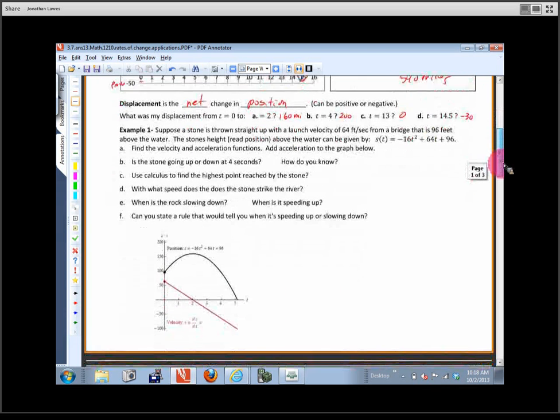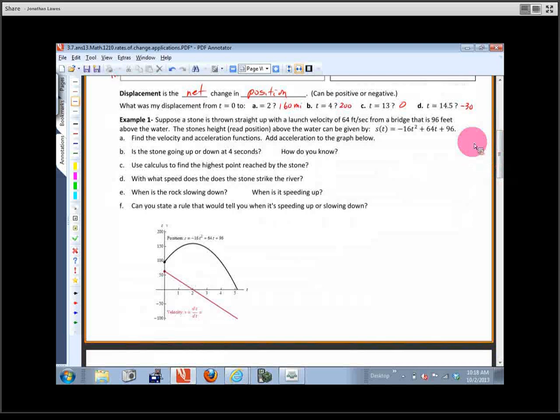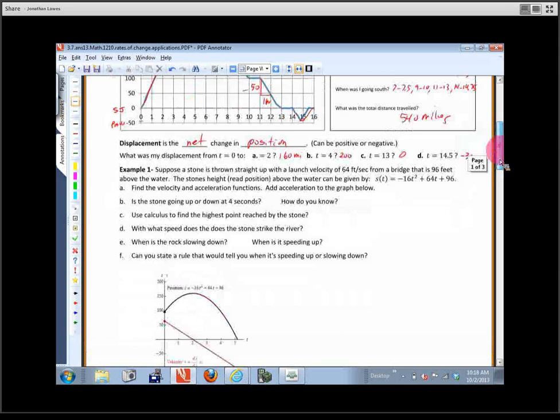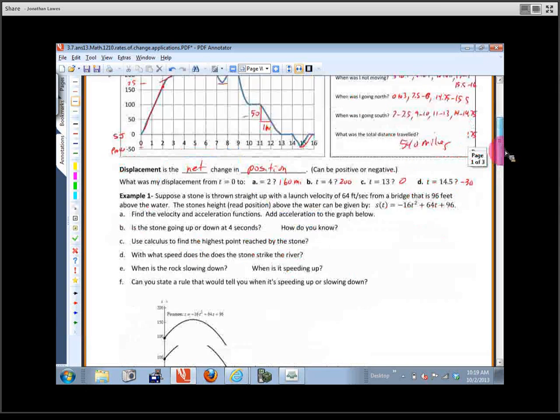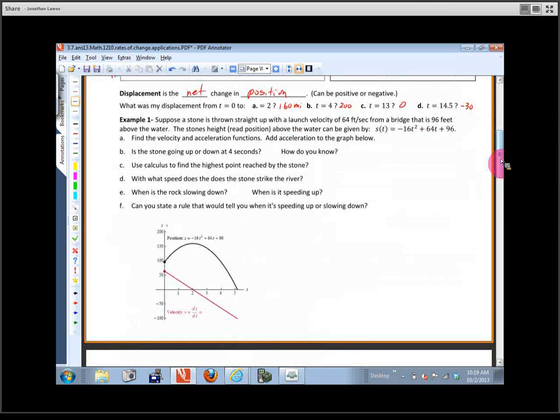Okay, so let's go from a problem where we can look at this and think in terms of, you made graphs kind of like this, where we think, realistically what would happen in the real world, and we can come up with a story to fit that. Now let's take more of a physics approach, and say we've got a stone that's thrown straight up with a launch velocity of 64 feet per second from a bridge, and that bridge is 96 feet off the water.